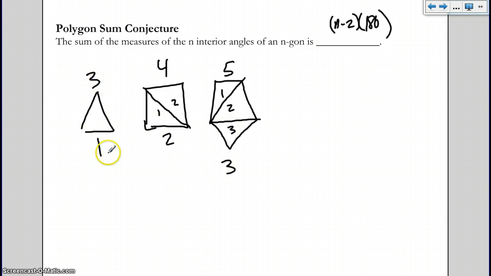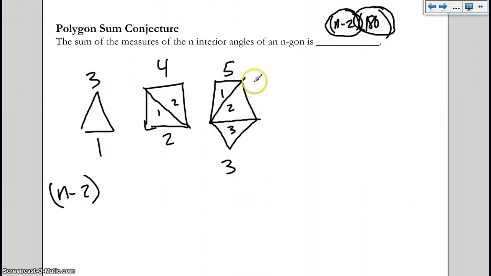So how did I get from 3 to 1? Minus 2. How did I get from 4 to 2? Minus 2. 5 minus 3, minus 2. So I take the number of sides, minus 2, and I get the number of triangles, right? If I know the number of triangles, and I know each triangle has 180 degrees, then I can figure out that the sum of all the angles in this figure comes from this equation.